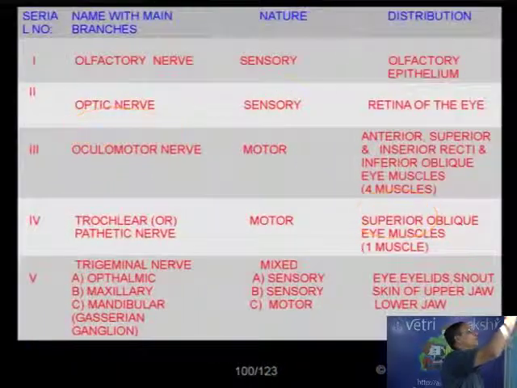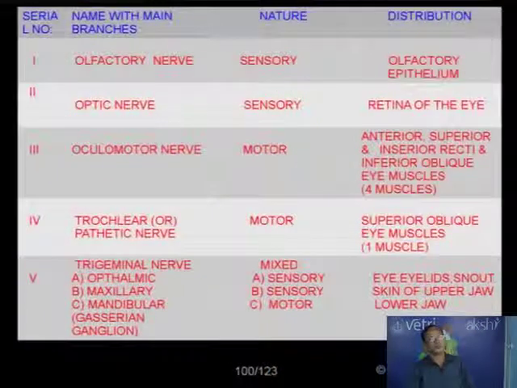Now, what are the 12 pairs of cranial nerves? Normally 3 pairs of nerves are sensory, 5 pairs are motor, and the remaining 4 pairs are mixed.